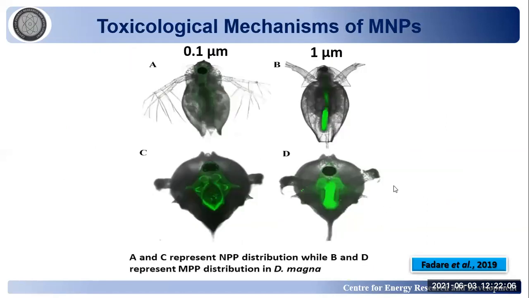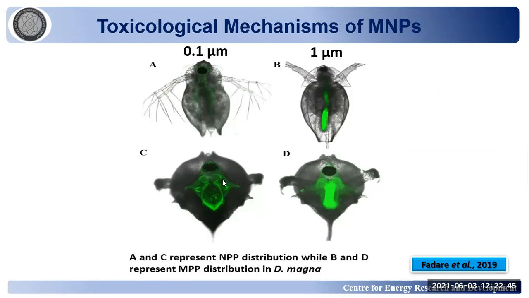So we wanted to understand the toxicological mechanism of this toxicity in Daphnia magna. We introduced labeled microplastics, which can fluoresce under the laser confocal microscope. We exposed Daphnia magna to this 0.1 micron and also 1 micron to understand the toxicological mechanism of the nanoplastic in Daphnia magna. As we can see here, the nanoparticles are trapped within the carapace of the animal.